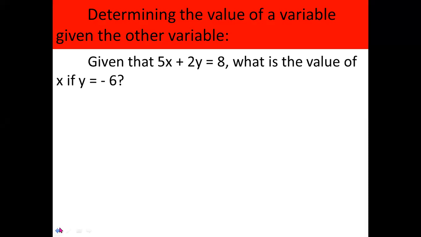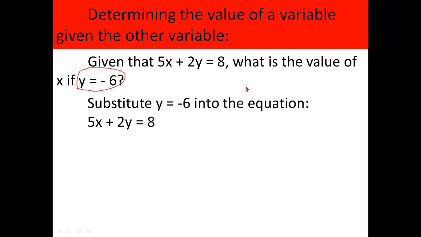Okay, this is the problem in math. Your x is the one we want to find. All right, so what is the value of x if y is negative 6? So again, you are given that the value of y is negative 6. So what do we do? We will replace that into the equation and substitute.